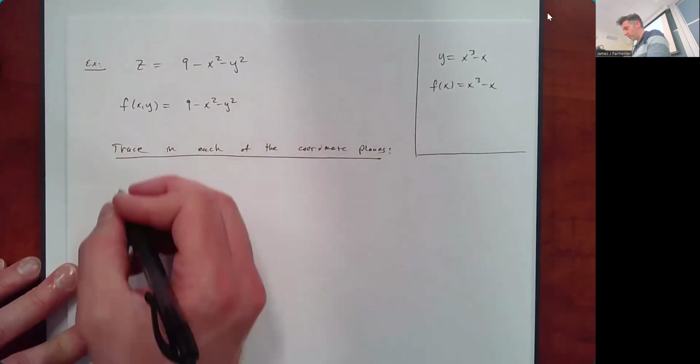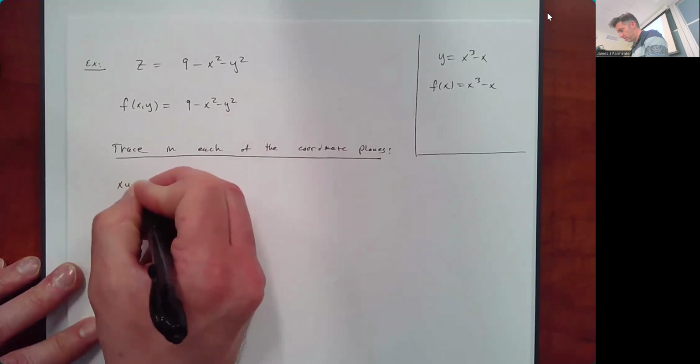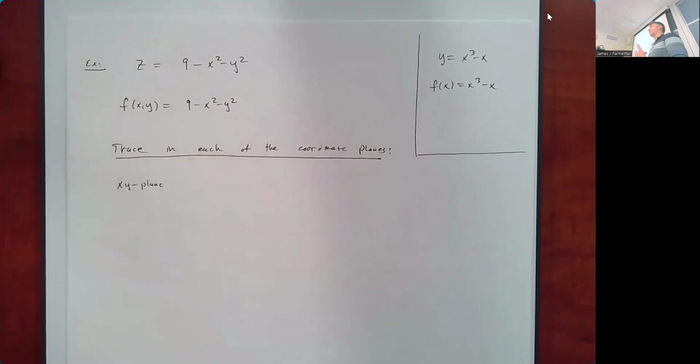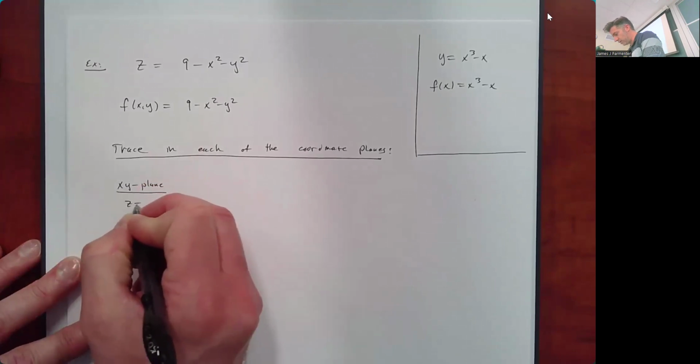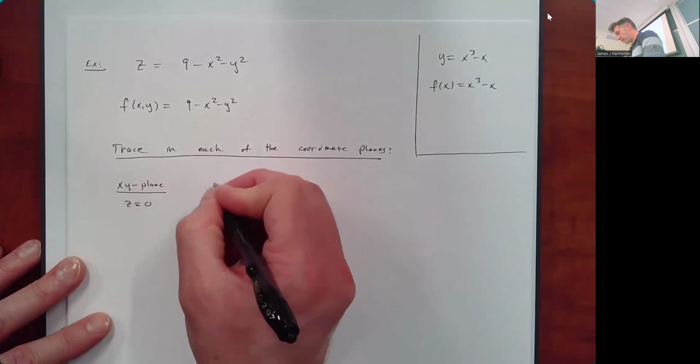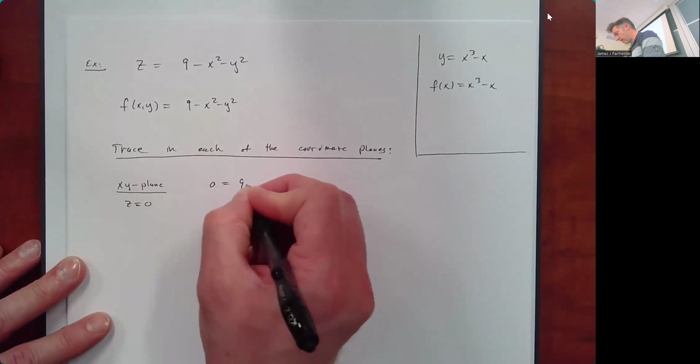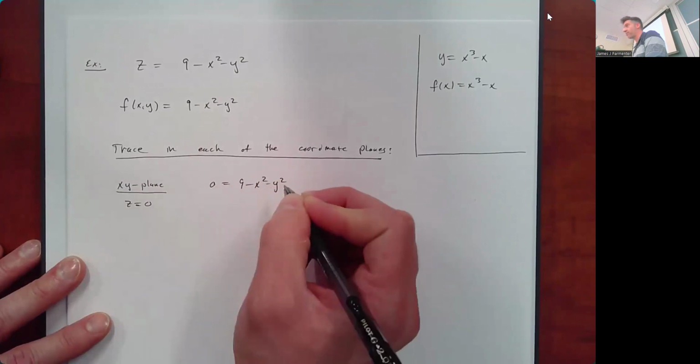So we'll start with the xy plane. And much like in graphing in 2 dimensions, if you're finding the x-intercept, you set the other remaining thing equal to 0. The same thing is true here. If you're finding what's happening in the xy plane, you're saying z is 0. So in the xy plane, we're setting z equal to 0. And we're left with 0 equal to 9 minus x squared minus y squared.